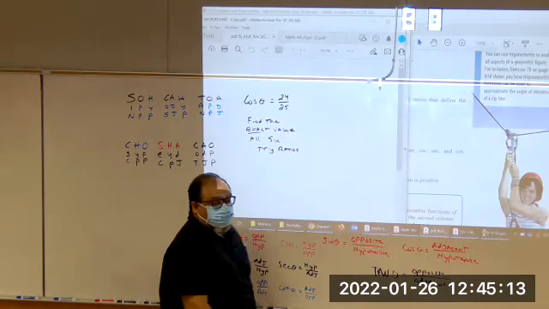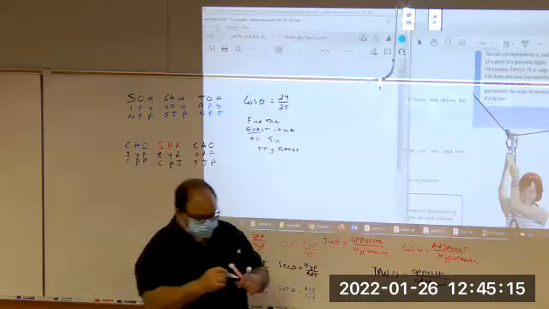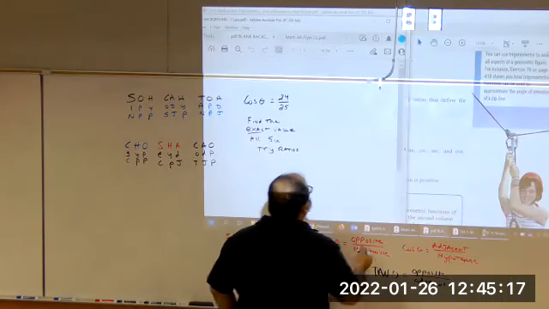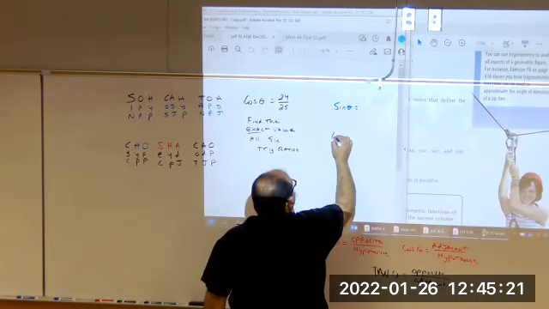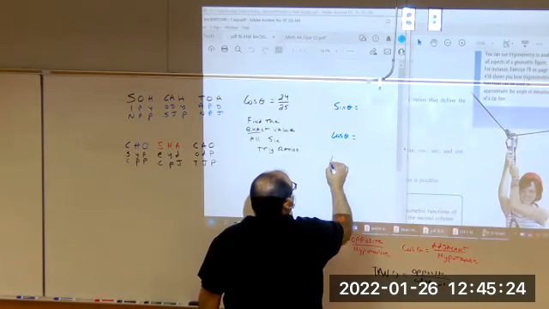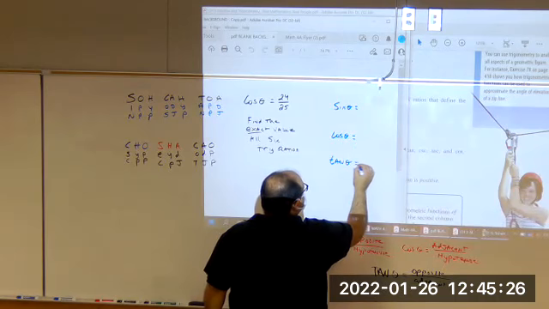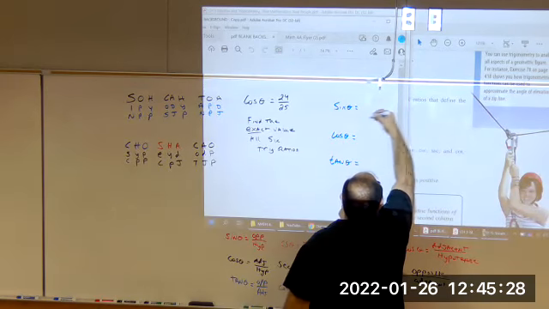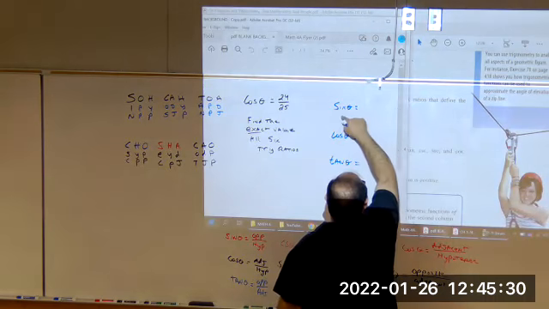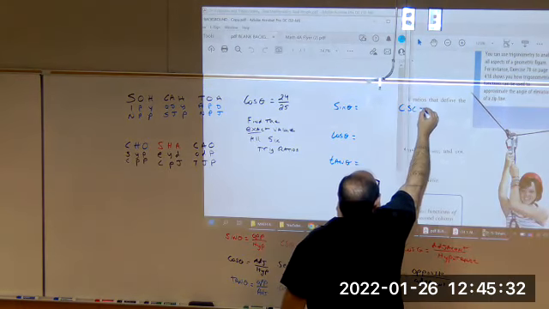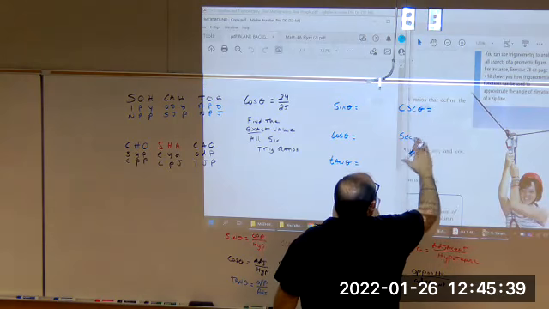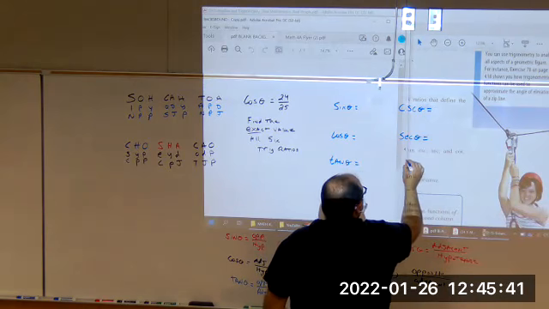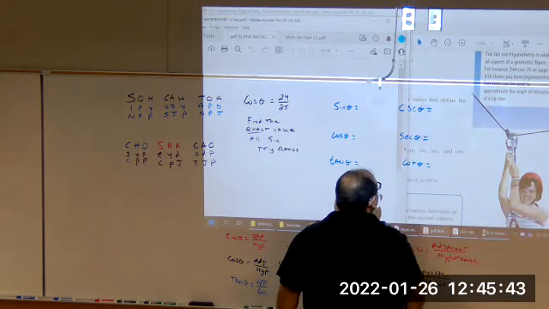So on a quiz or test, over here on the side, it's going to say this. What's the sine of theta? What's the cosine of theta? What's the tangent of theta? And then right across from it, so you can see who goes with what, what's the cosecant of theta? What's the secant of theta? And then what's the cotangent of theta?